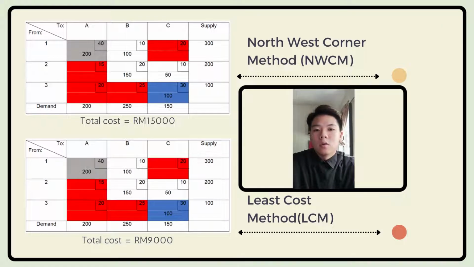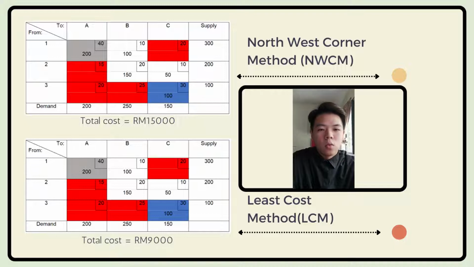In this slide, I'm going to talk about the northwest corner method and the least cost method. In the top one, you will see the table is about the northwest corner method, which has a total cost of 15,000 ringgit, and the bottom one will be the least cost method with the total cost of 9,000 ringgit.